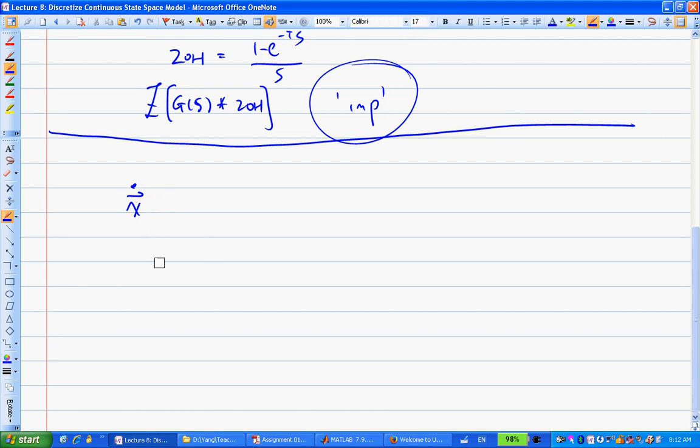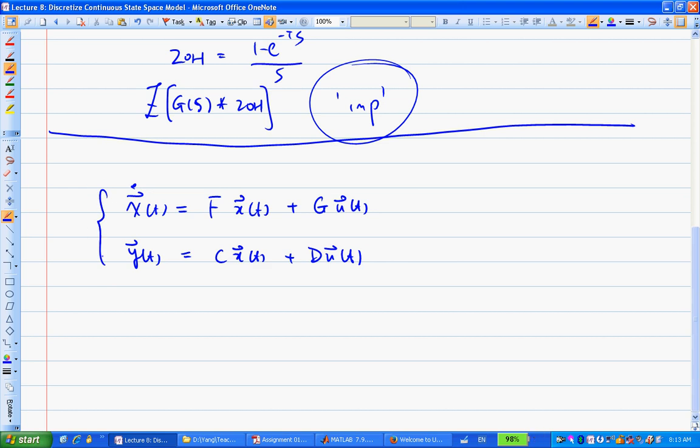So, continuous system. I'll use different symbols than we used in the previous lecture. Okay, so this is the continuous state space model for a system. F, G are system matrices. X is the state variables of the continuous system. They're vectors. And what we want is to discretize this one into a discrete model here.